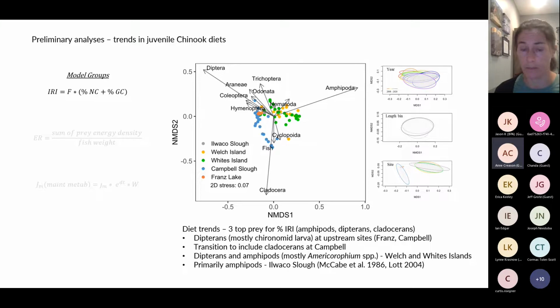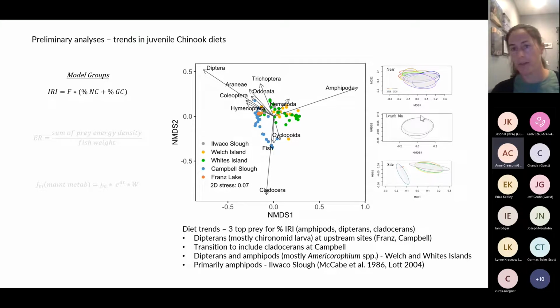Since we started identifying dipterans more to life stage, we found that they are mostly made up in the diet of chironomid larvae. And then the amphipods are mostly a more Americorophium species.